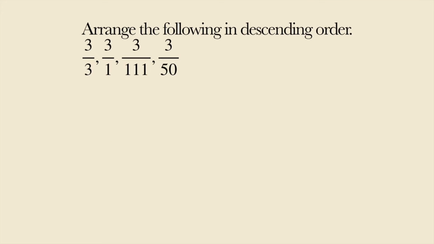Here again, we have the numerators being the same. So let's look only at the denominators. Descending order. So we start off with the largest fraction. The largest fraction here actually is the smallest denominator. So think of this as 3 pizzas shared with 1 person. So 1 person is having 3 whole pizzas compared to 3 pizzas shared with 3 people. Compare that with 3 pizzas shared with 111 people. This is actually the smallest fraction.